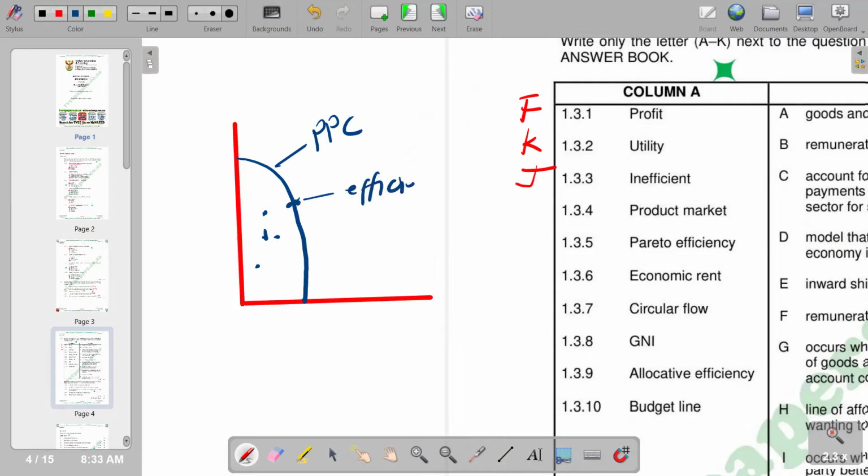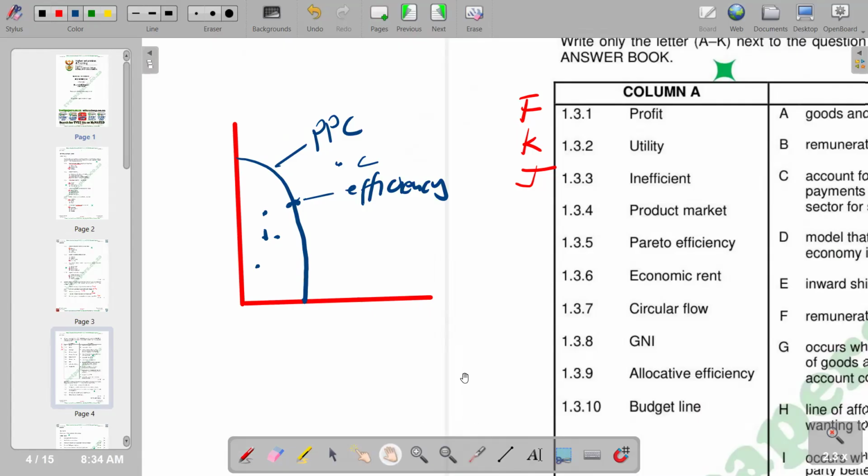So what we are saying is, with the resources that are available, if we fully utilize them without wastages, we produce along the PPC. But if you waste the resources, we produce inside the PPC. And any point that is outside the PPC, for example this point C, is a point that we cannot achieve because we do not have resources to produce at that point, and it represents scarcity. So basically, that's the scenario that we have.